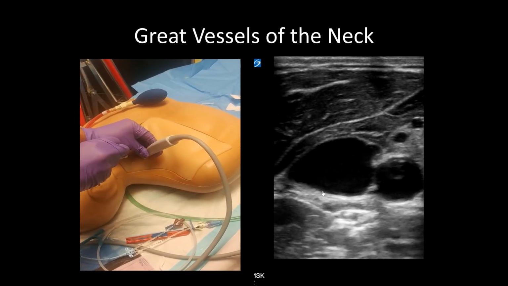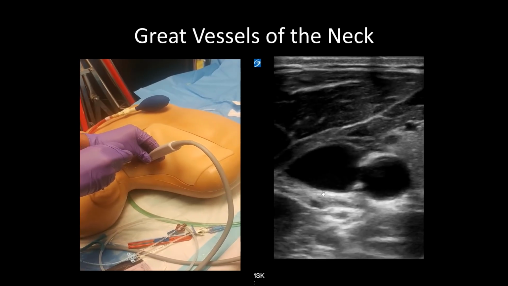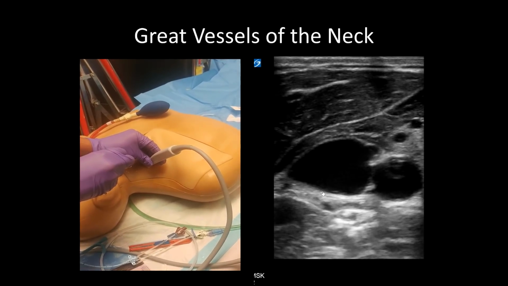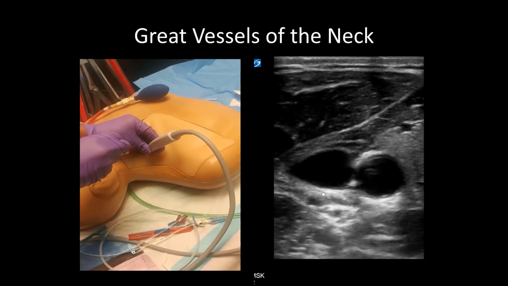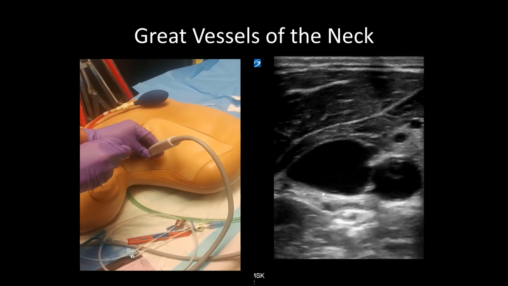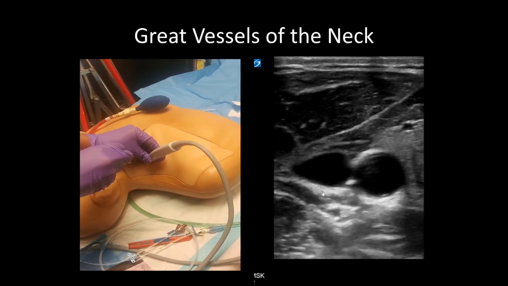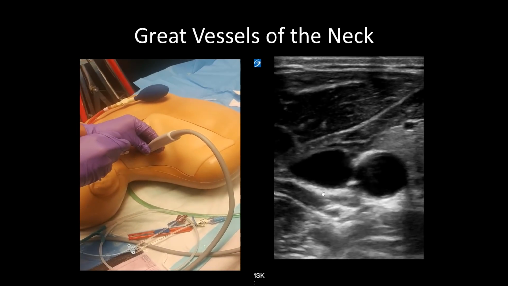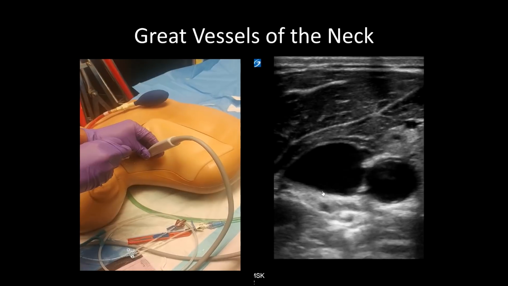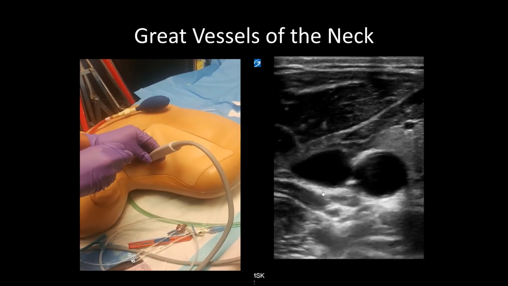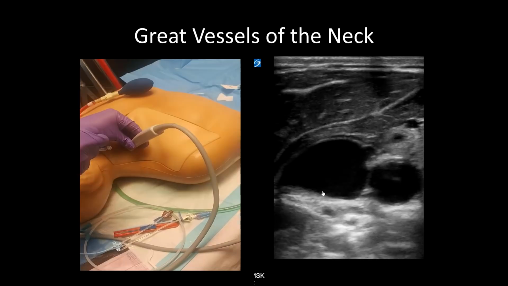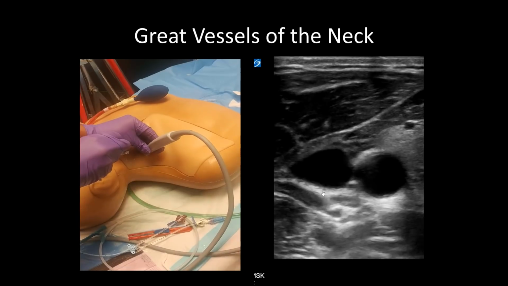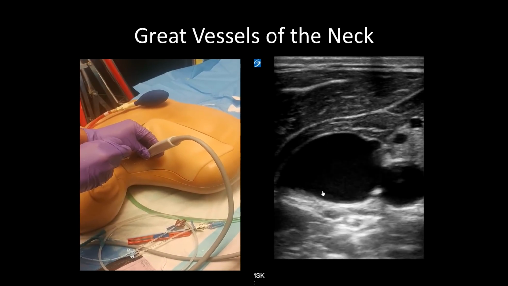The great vessels are probably the most commonly interrogated structure in the head and neck. To do this, we will again use a linear probe, typically with the leading edge towards the patient's left, as this will ensure consistency when performing a procedure. The most common reason to interrogate the great vessels is to perform a central line into the internal jugular vein.